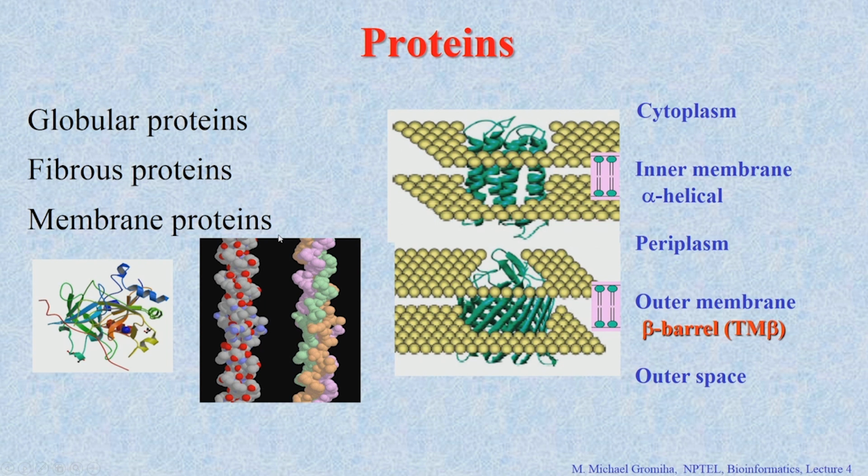For example, where can we find the fibrous proteins? Nails, tendons, hair and so on, right. They are mainly important in the structural role.